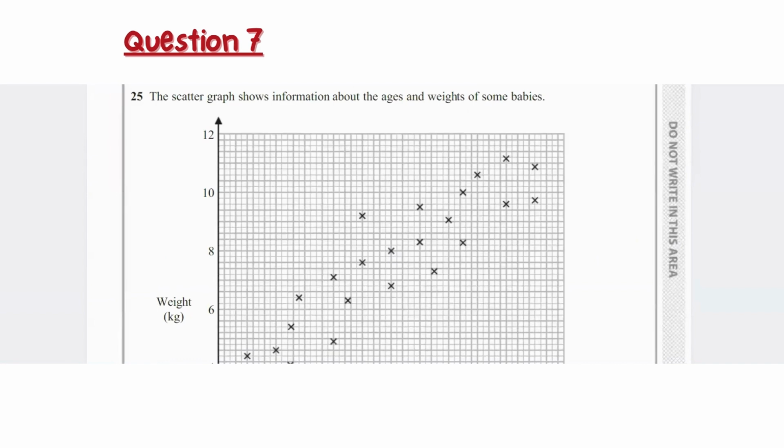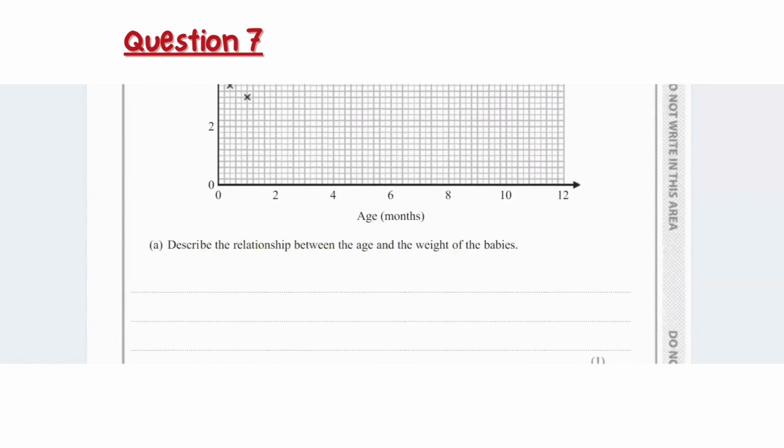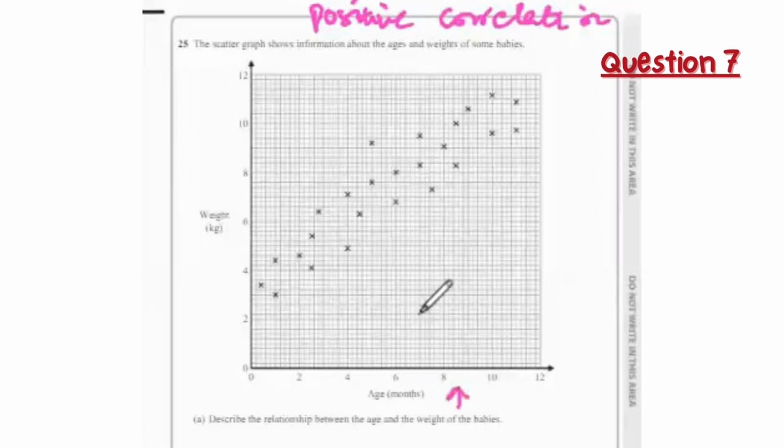Question 25 says that the scattergram shows information about the ages and weights of some babies. Describe the relationship between the age and the weight of the babies, please. As you can see, as the age is increasing, the weight of the babies is also increasing, which means there's a positive correlation. As the age of the babies increases, the weight of the babies also increases.